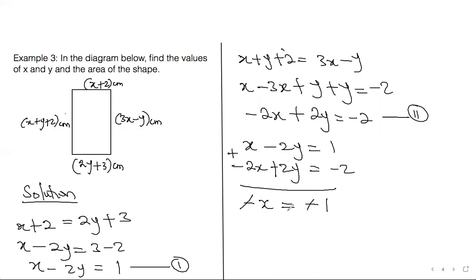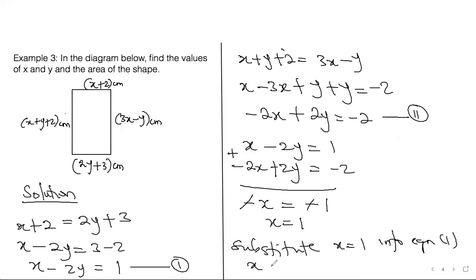So this minus can cancel that minus. Then you have x equals 1. So x is 1. If I substitute x equals 1 into any of the equations, say equation 1, I will have x minus 2y equals 1. That's the equation, and since x is 1, 1 minus 2y equals 1.